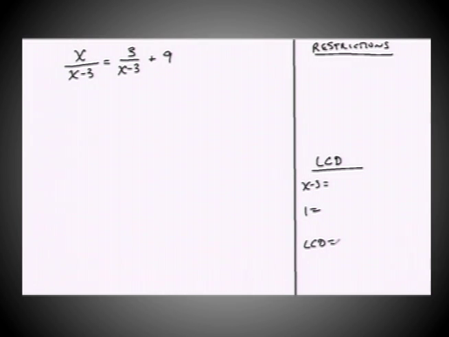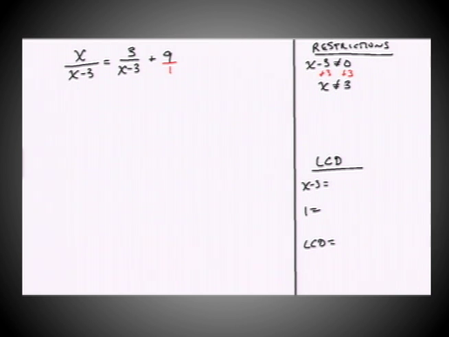All right, so we have x over x minus 3 equals 3 over x minus 3 plus 9. First thing I'm going to do is make everything look like a fraction there by just putting the 9 over 1. And now I'm going to check for restrictions. Well, I have the first denominator of x minus 3, and that cannot be equal to 0. So I simply solve this equation here and figure out that x cannot be equal to 3.